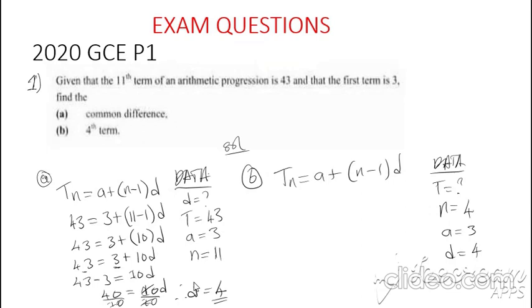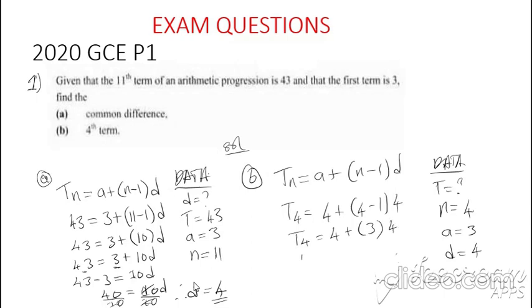So here we're going to do this now. T, that's the term you're looking for. What's this n? It's 4, is equal to, what's your first term? Your first term is 3 plus, then what's your n? 4 minus 1. What's your common difference? That's 4, like that. Then first you can subtract: 4 minus 1 is 3, like that.